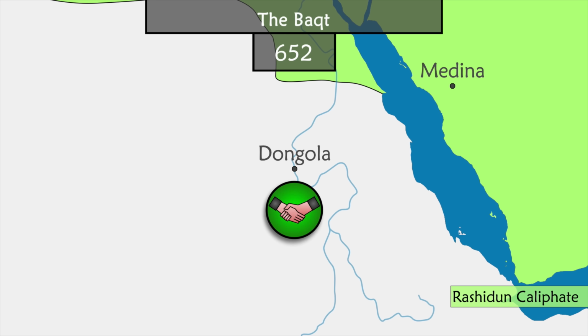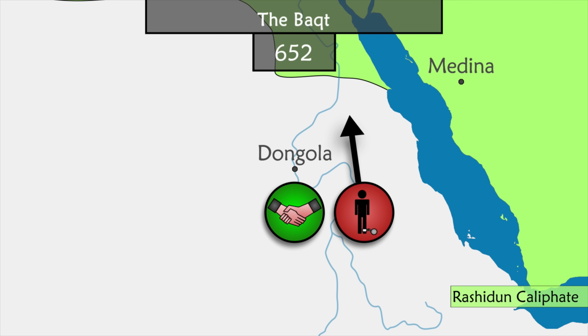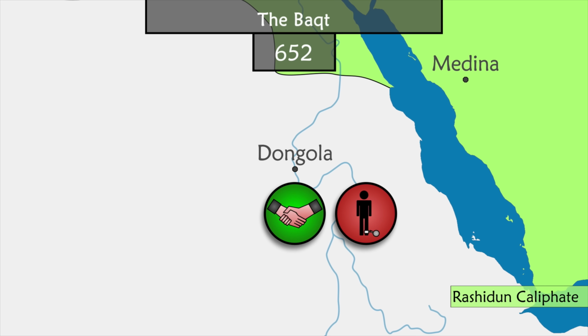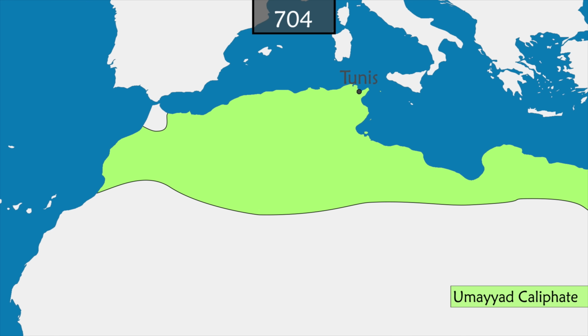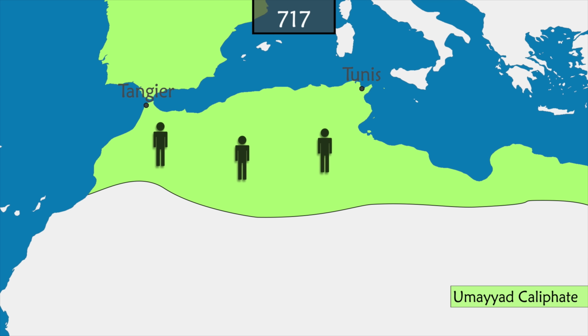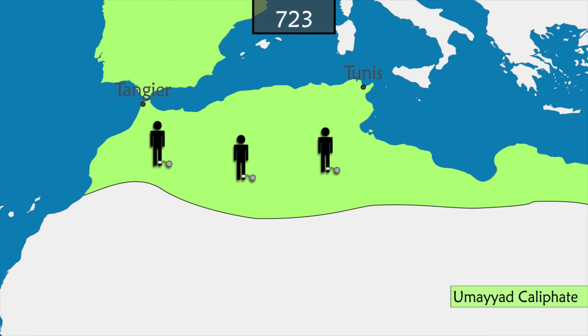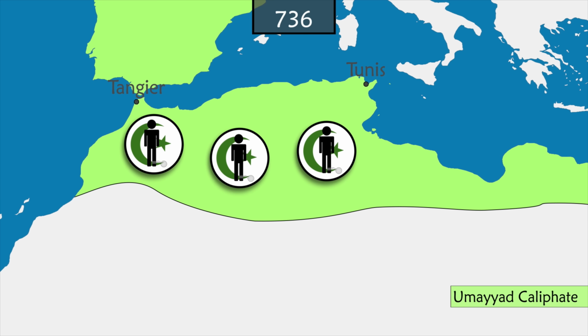The Nubians commit themselves to provide 360 healthy slaves, men and women, every year. This treaty will last almost 7 centuries. Further west, after 60 years of resistance, the North African coasts are conquered. Berbers are captured and enslaved. In reaction, many convert to Islam because it's forbidden to enslave a Muslim.